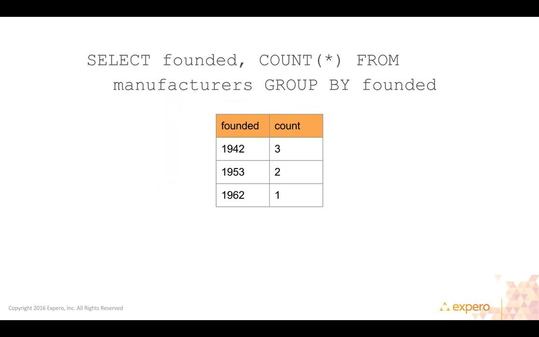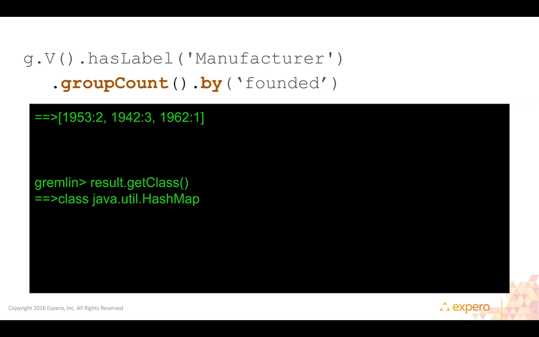So now if we do a select founded, count, so here's a simple group by. We want to do some sort of statistics on our data and grab counts grouped by a particular column. In Gremlin, there's a groupCount step. And with this groupCount step, again, we can use this by modulator and say by founded, and we'll get back a hash map.